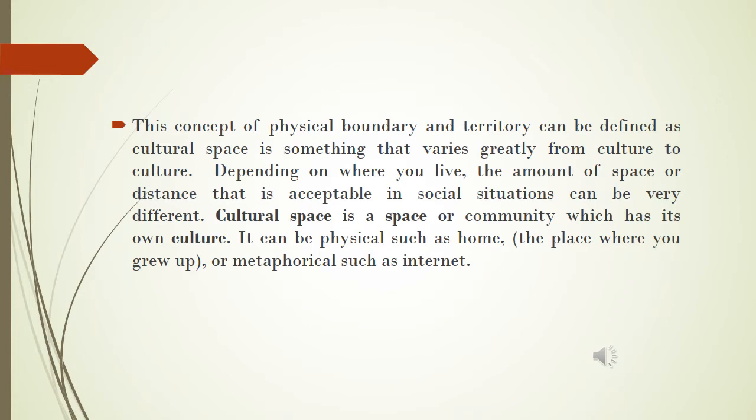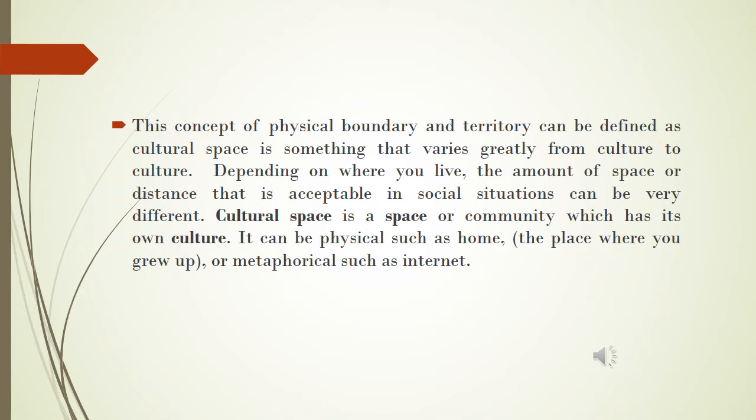Territory is the space. My territory is my home. What are the territorial animals? Like dog, rat and snake. So man is also a territorial animal. So they are in their territory, and a dog will not allow another dog into his area. A snake will not allow another snake into his area. So that's the territory. So we have a physical boundary and a territory. This can be defined as the cultural space. That's what we are talking about.